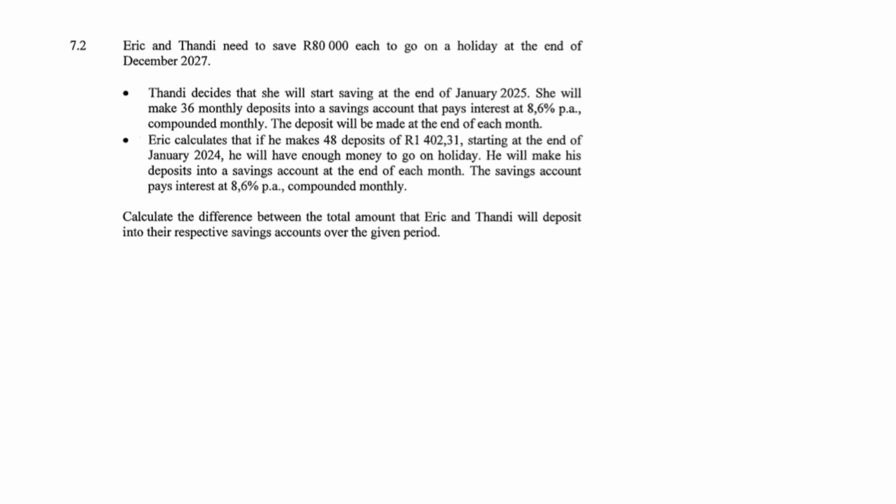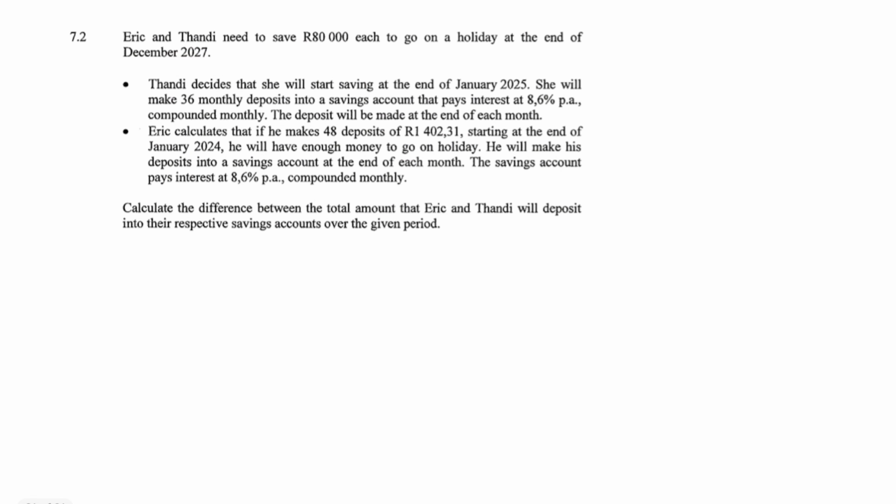7.2. Eric and Tundi need to save 80,000 Rand each to go on a holiday at the end of December 2027. Tundi decides that she will start saving at the end of January 2025. She will make 36 monthly deposits into the savings account that pays 8.6% per annum compounded monthly. The deposit will be made at the end of each month.